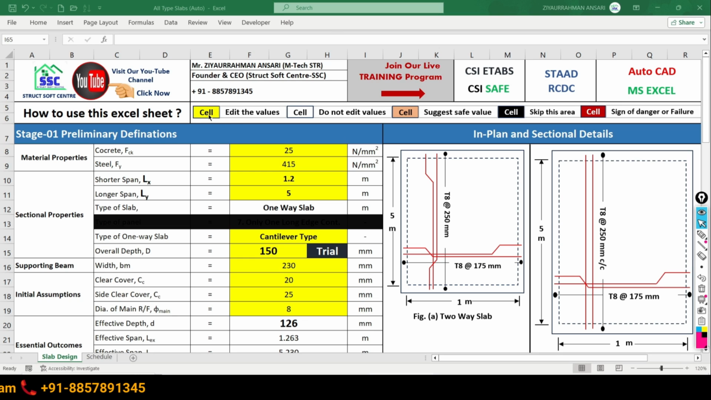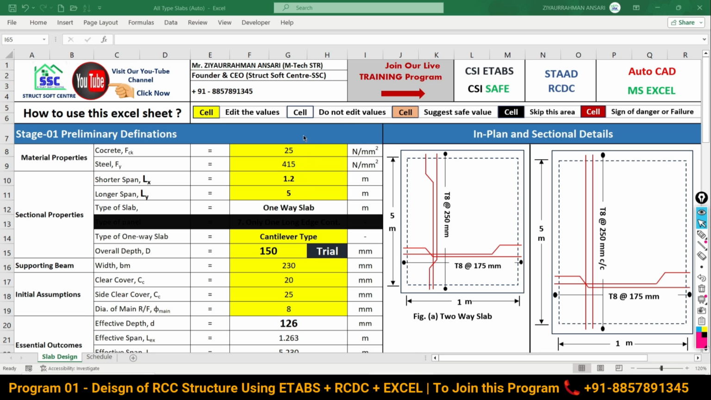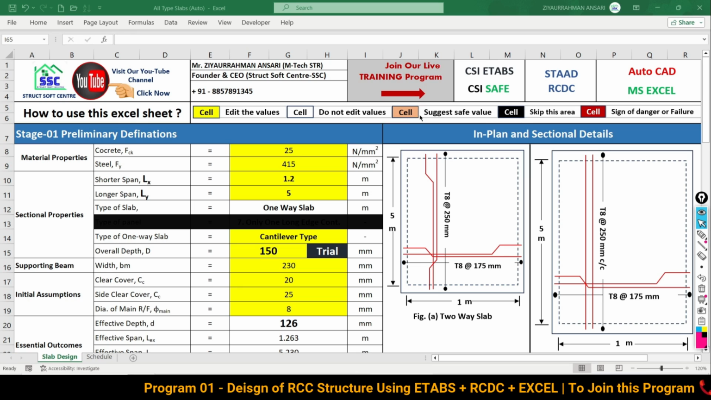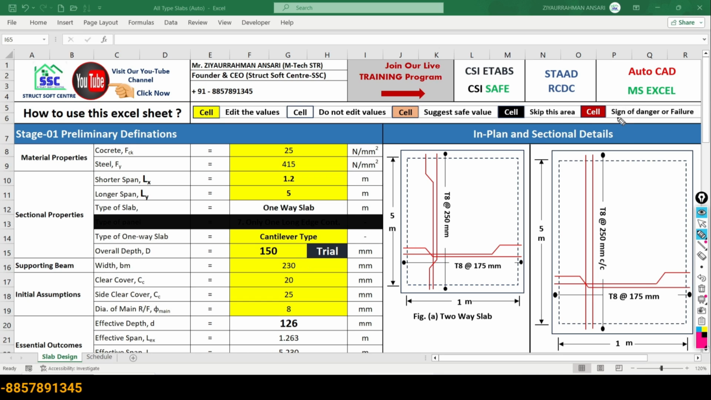So here you have to edit the values in the yellow cells only. In white cells you don't need to do anything, because the values are going to be adjusted by the cell itself. In this color cell it will suggest the value that will suit the design. In black cells you don't need to do anything, you have to skip that area, and if you are getting a red cell somewhere, that is the sign of danger and failure. Okay, let's put in all the given data.